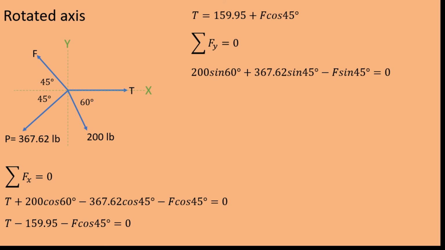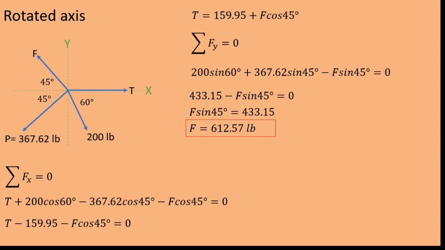Para sa summation ng forces Y naman natin, that should also be 0 dahil equilibrium tayo. So we have 200 sine 60 degrees plus 367.62 sine 45 degrees, both positive. And then minus F sine 45 degrees kasi siya yung naiba ng direksyon, is equal to 0. Okay, so we have 433.15 minus F sine 45 degrees. So we can say that F sine 45 degrees is equal to 433.15. By calculating, we have F is equal to 612.57 pound. So that is the value of our tension F.